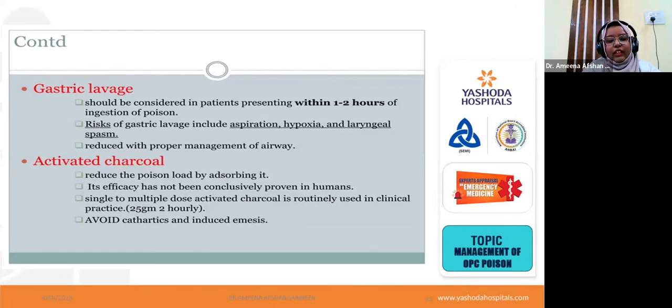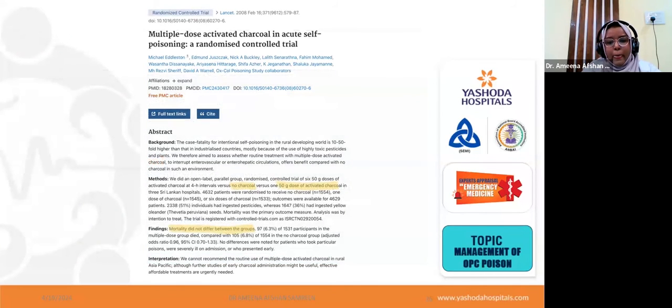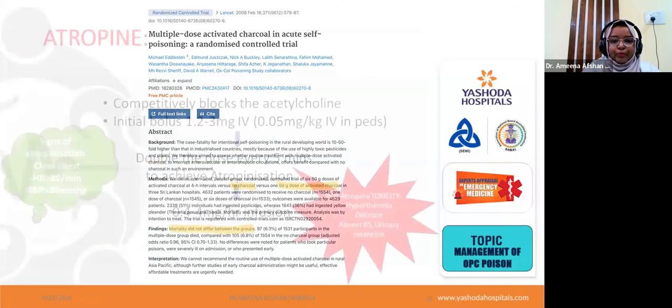it reduces the proper management of the airway. Activated charcoal reduces the poison load by absorbing it. This is also highly debated, whether it is good or not, but single to multi-dose activated charcoal are given routinely, but cathartics and induced emesis should be avoided. This is an article where they did a study to see what the use of 50 gram of activated charcoal is. They found that mortality did not differ between these two groups. We can use it, but not much benefit has come.